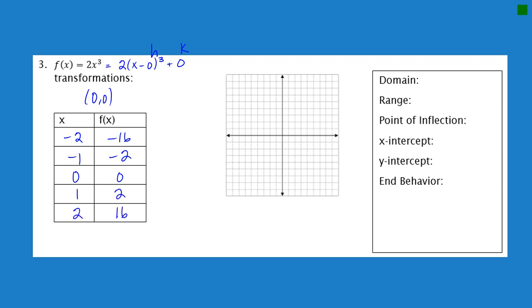Now 16 for the y values is not going to fit on our graph. So I'm going to scale my graph by 2's, so every box is going to be worth 2. If I'm going left 2, I'm actually going to go left 1 box, and then I'm going down 8 boxes, and that would really be (-2, -16). (-1, -2) would be left half a box, and then down a whole box. (0, 0), (1, 2), and then (2, 16).